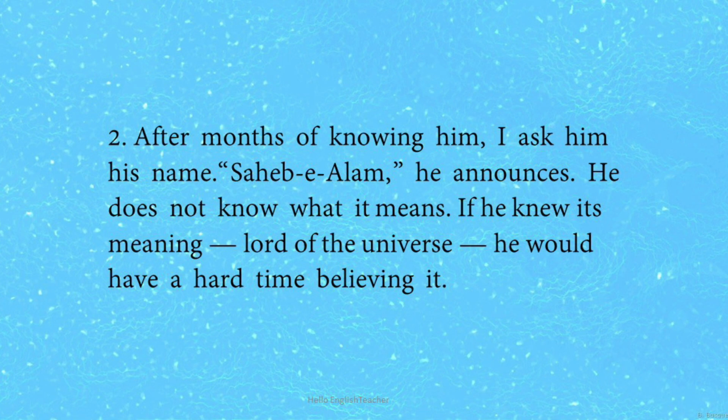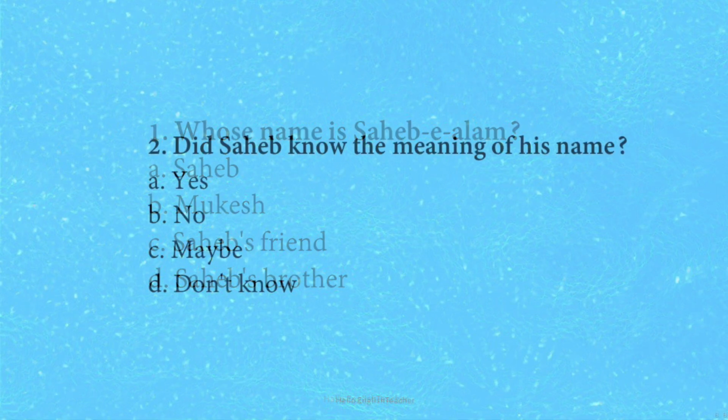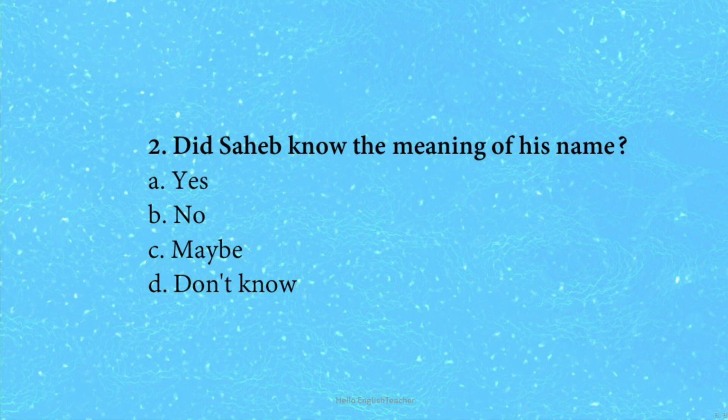"After months of knowing him, I ask him his name. 'Saheb-e-Alam,' he announces. He does not know what it means. If he knew its meaning, 'Lord of the Universe,' he would have a hard time believing it." So, the questions. Question number 1, whose name is Saheb-e-Alam? Obviously, we know it is Saheb's full name. His name is Saheb-e-Alam.